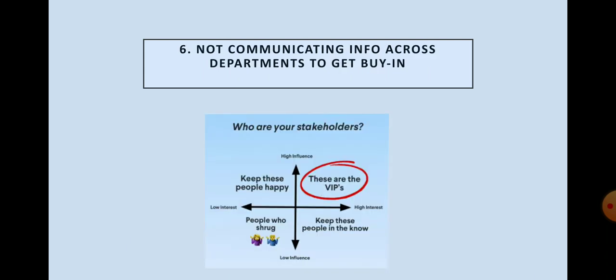The sixth one is not communicating information across departments to get buy-in. Communication is a very important thing. To speak with others, we need to know who we are communicating with. Who are the stakeholders? Keep these people satisfied: low interest and high influence. They are the VIPs: high influence and high interest. Then there are people with low interest and low influence, and those with high interest and low influence.